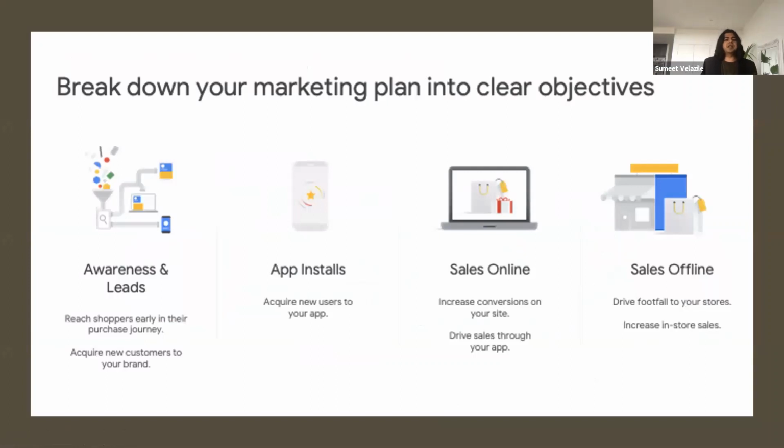you can see that with constrained budgets, with so much happening in the world where things are not really under our control, having a very clear marketing plan and clear business objectives is key. And that's what we believe at Google as well. And that's what we're trying to help our retailers with in terms of planning one of the most unique Q4 or holiday seasons of our lifetimes. We are trying to focus all our solutions and innovations around these 4 buckets in order to help you drive more awareness and leads, more app installs, and sales online and sales offline.